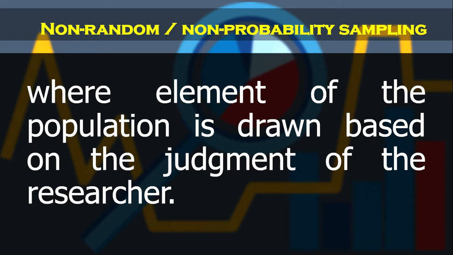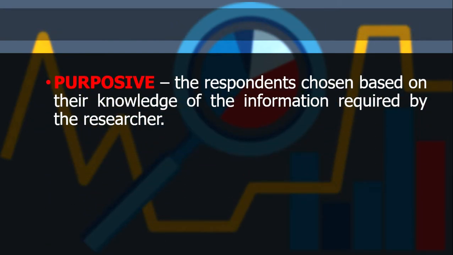So when it comes to non-random sampling, it is usually used if we are creating a hypothesis, or for exploratory research, or practically when there are budget and time constraints. We use this when elements of the population are drawn based on the judgment of the researcher. First one is the purposive. The respondents are chosen based on their knowledge of the information required by the researcher.